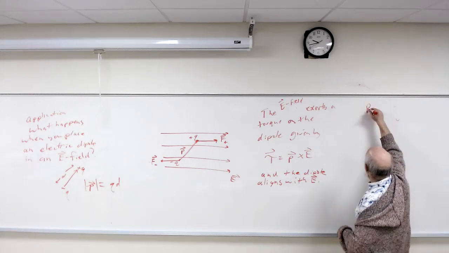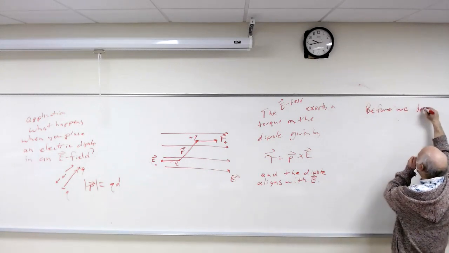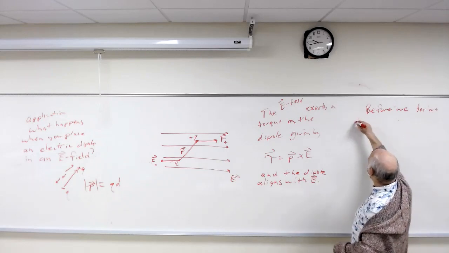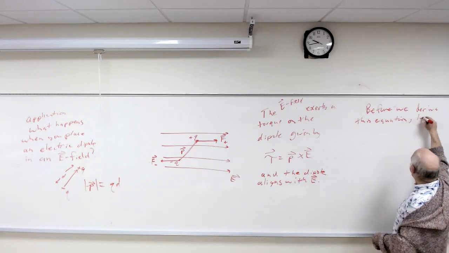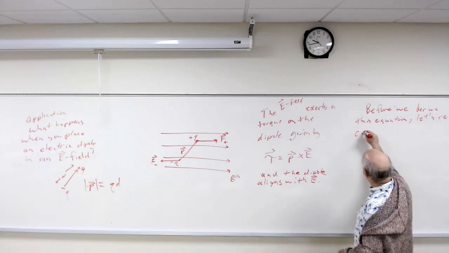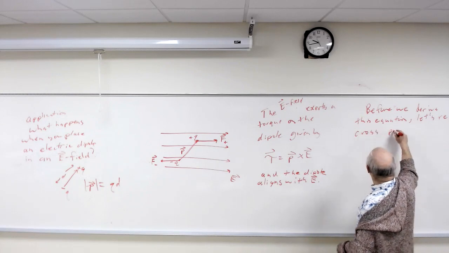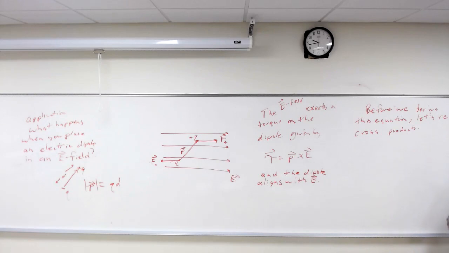So before we derive this equation, let's review cross products. That makes sense. That's how my base works. And it's why it's like... Okay, so how do we define cross products?